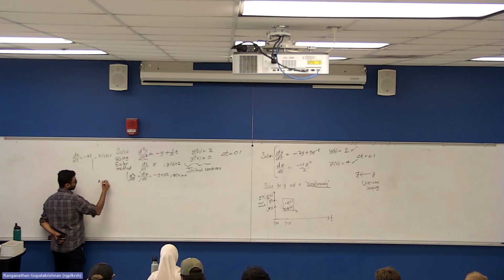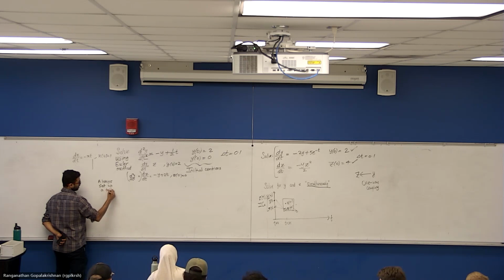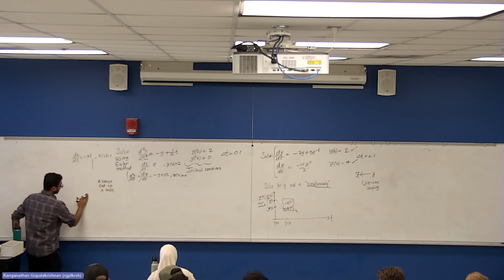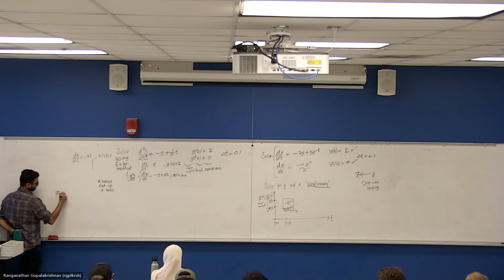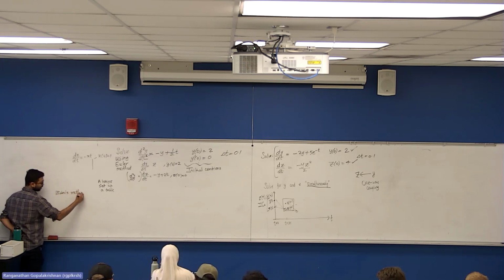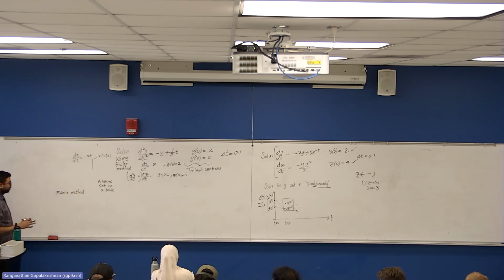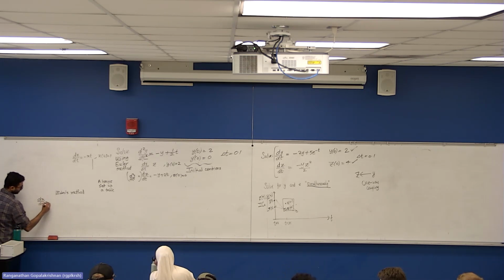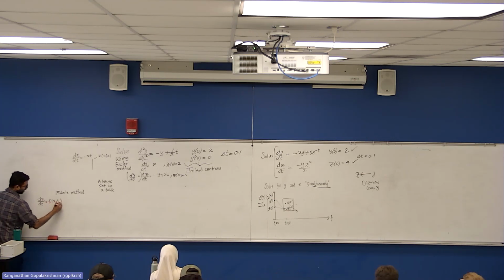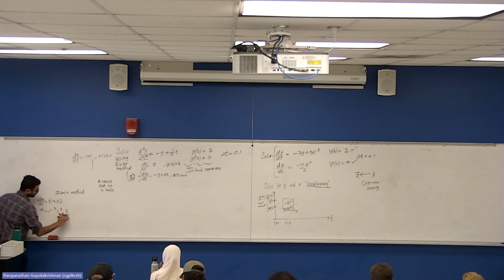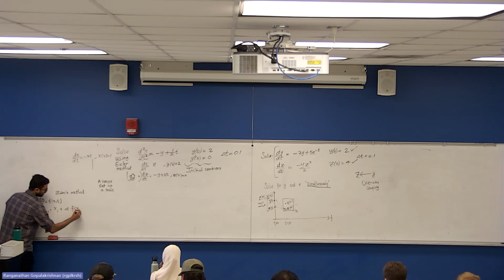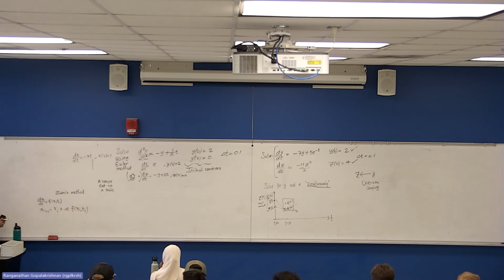Always set up a table to keep it organized, and recall Euler's method. In the exam, this will be provided to you. You don't have to remember it, but you should know how to use it. So if you have any equation, dx over dt is a function of x and time, then x of i plus 1 is x of i plus delta t times f of x i comma t i. This is what Euler's method is.